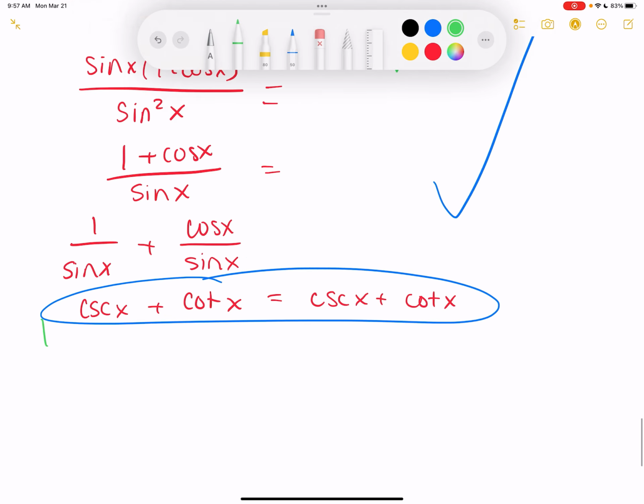Problems: 11, 13, 15, 17, 19, 25, 27, 29, and 31.